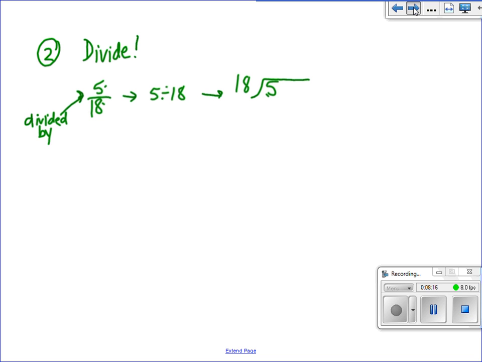Do you have a question, Luke? Is your arrow pointing to the 5 or the 18? The divided by? Yeah. It's supposed to be pointing to the fraction bar. The fraction bar means divided by.